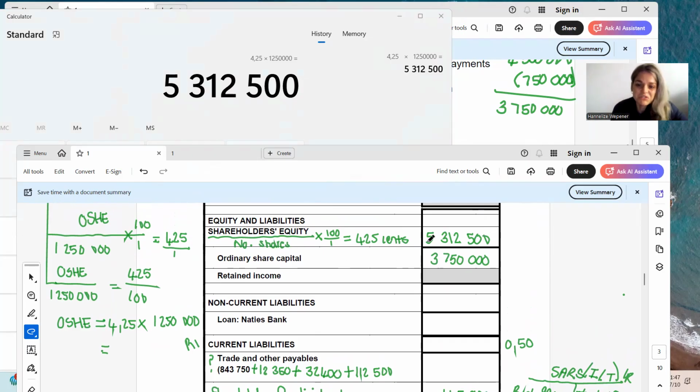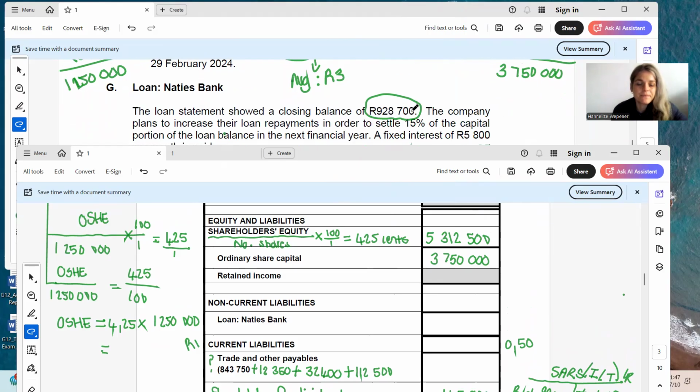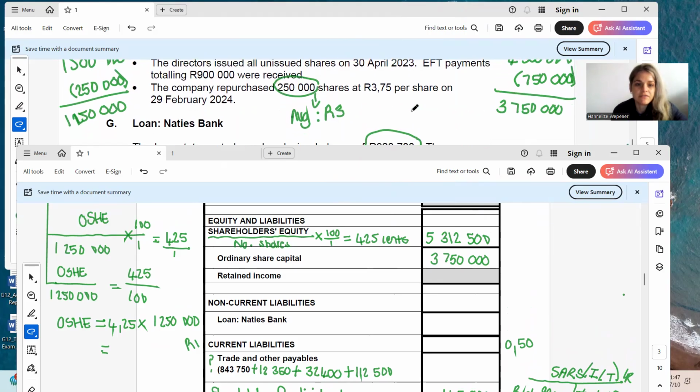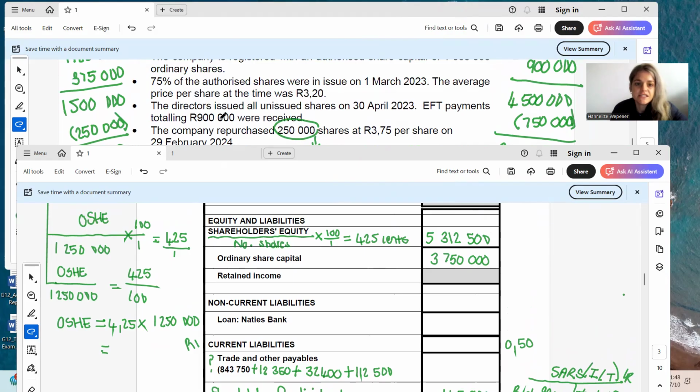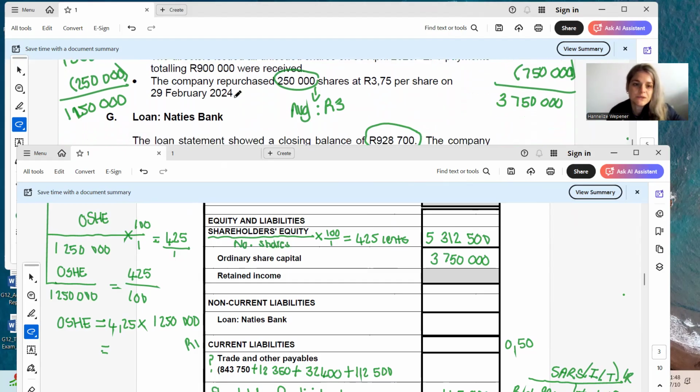And then we don't have to do the retained income, so we're just going to ignore that one. Next up, just FYI, EFT payments were received. It didn't say that we haven't yet recorded the EFT payment, so that's why I'm not showing the 900,000 in my cash and cash equivalents, just in case you were wondering. It also didn't say that we didn't record the repurchase, so once again, we are sorted.